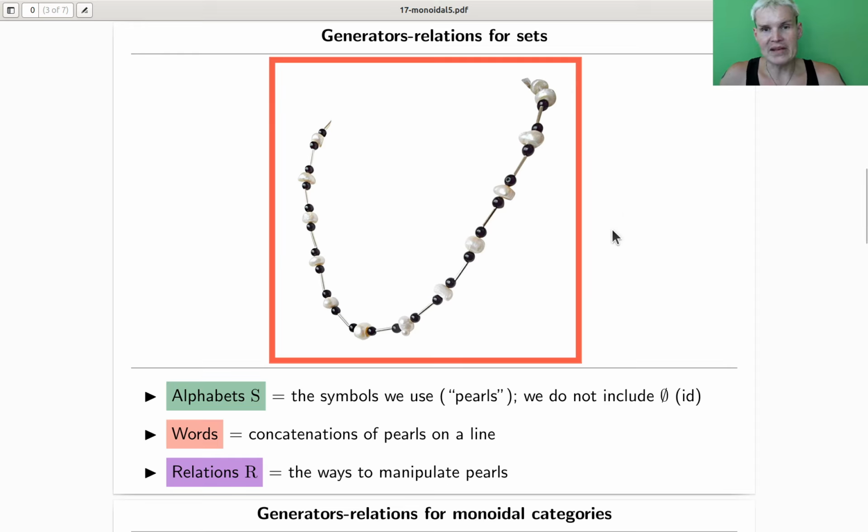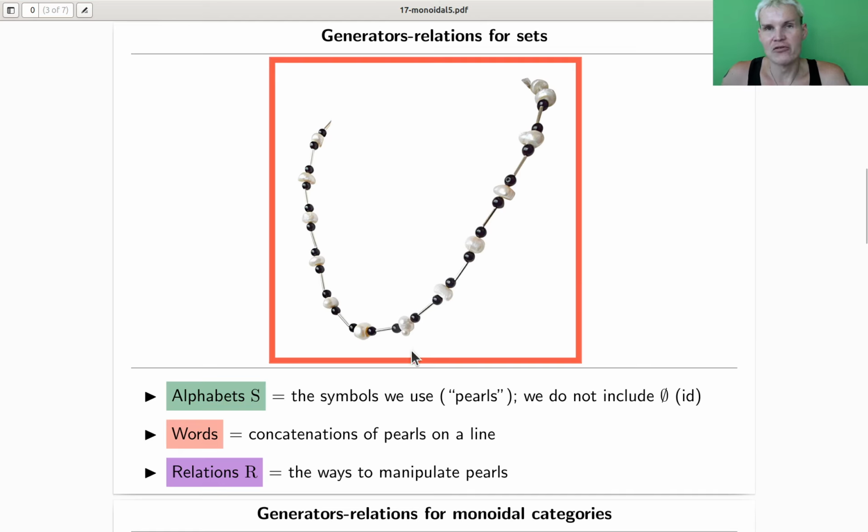And the relations would be ways to manipulate those things. So for example, if you imagine that two blacks is a white, you could replace these two blacks by a white, and so on. So that's the generators and relations game for groups, sets, monoids, whatever you want. Classical mathematics, where you write things in a line. So we write things on a line, on a pearl bracelet, and the relations are just the ways to manipulate the various pearls. Really, that's what we do.